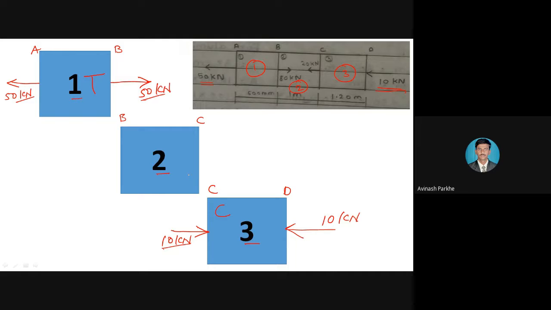Anyone? Whatever the 80 kilonewton force is applied and whatever the 20 kilonewton force is applied, please tell me whether section 2 is under tension or compression. Compression. Okay. So I can take this 80 kilonewton force as it is. See, I will not write down the magnitude, only I will take the direction. So the direction of 80 kilonewton I have taken to the left side of the section as it is from the figure.